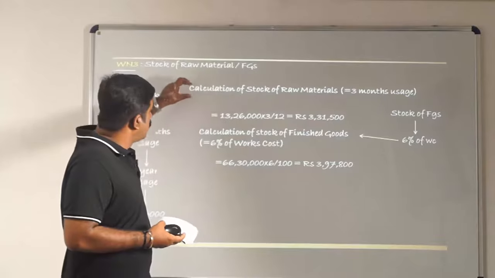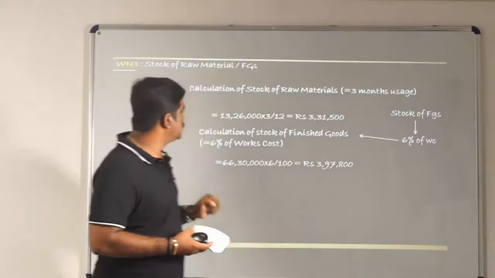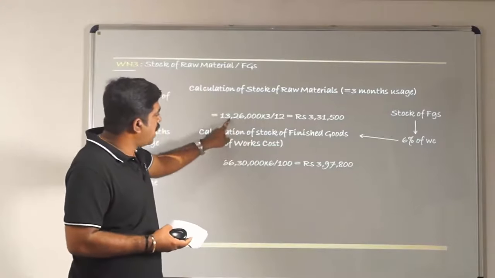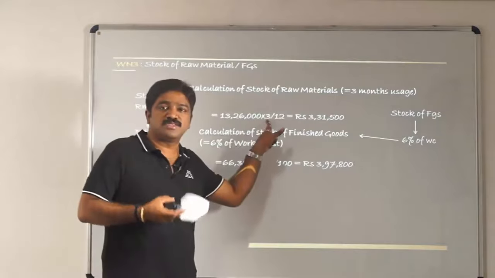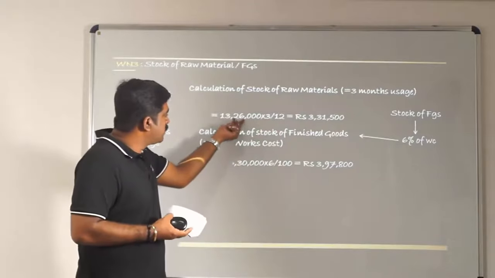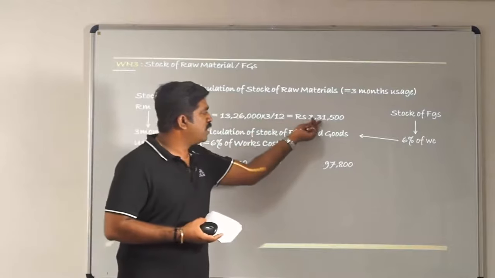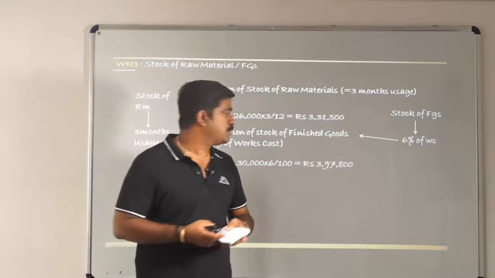So what we should do? We have to find out the stock of raw material for 3 months usage. We know this 13,26,000 is for 12 months. So I am dividing it by 12 and multiplying it with 3, because 3 months is the stocking period. So 13,26,000 divided by 12 multiplied by 3, I get the value as 3,31,500. So this is the stock of raw material that has been maintained.